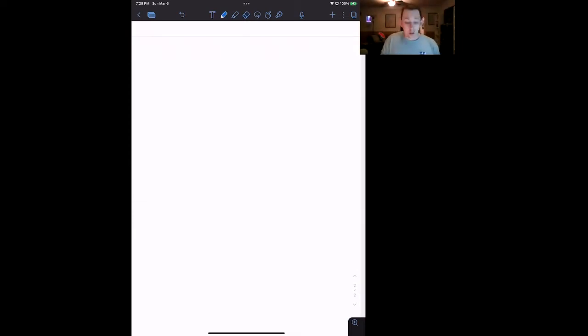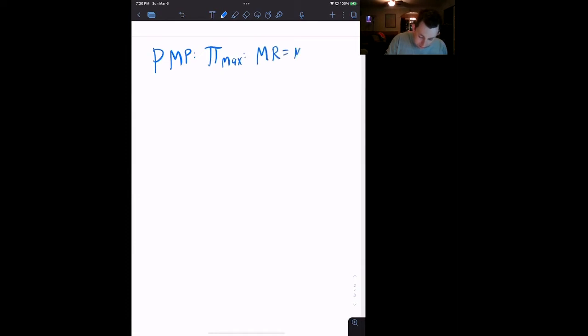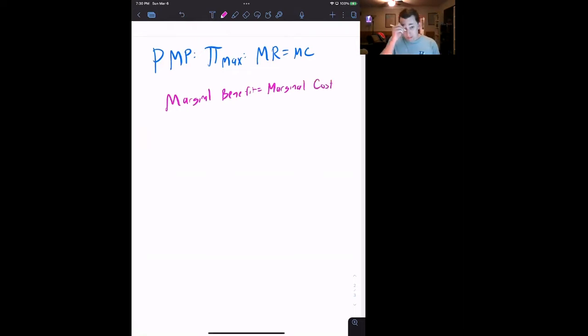So what do we know? We know from micro, from the profit maximization problem, that profit maximization happens when marginal revenue is equal to marginal cost. Now I want to make that a little more general. I'm going to say this is when the marginal benefit is equal to the marginal cost, and you'll see why in a second. But let's keep thinking marginal benefit equals marginal cost.